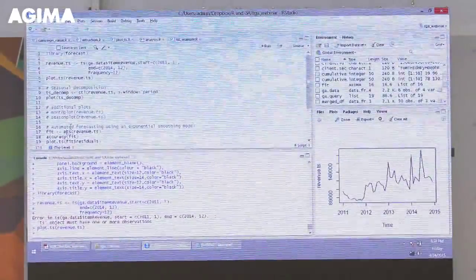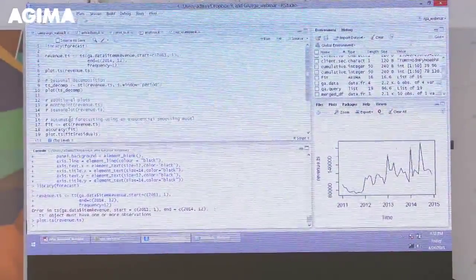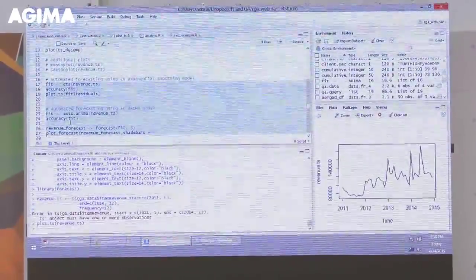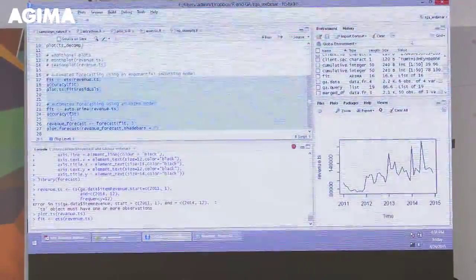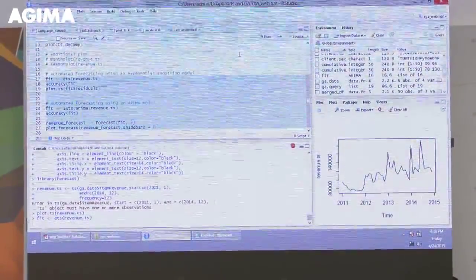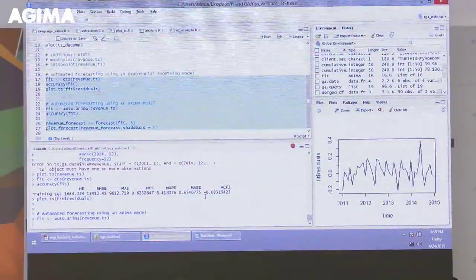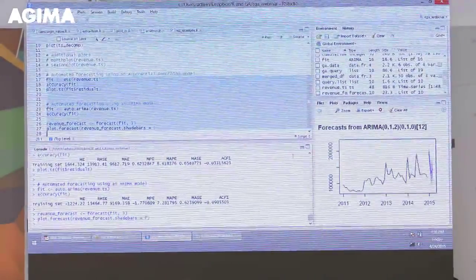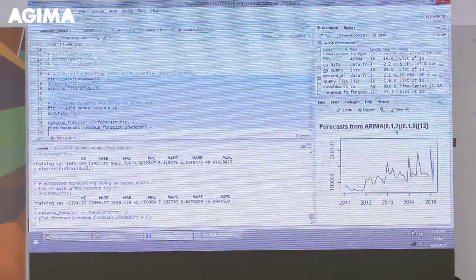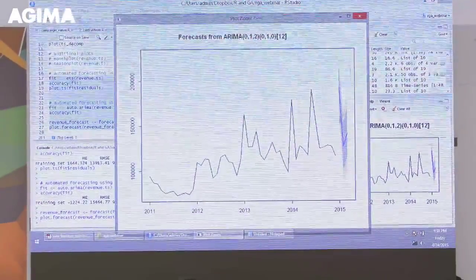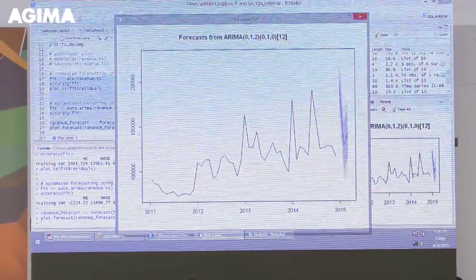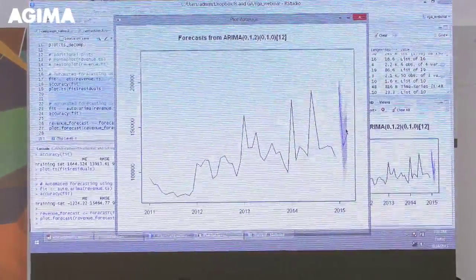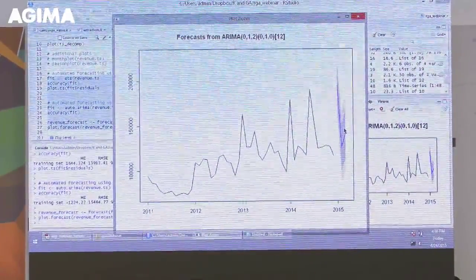This is our console, sorry. It has 4 components. This is where you write code, this is where you get the response, and this is the chart you get. So let me show you this. This image is basically a forecasted value. This is the forecasted value of your revenue based on the past data that you have.